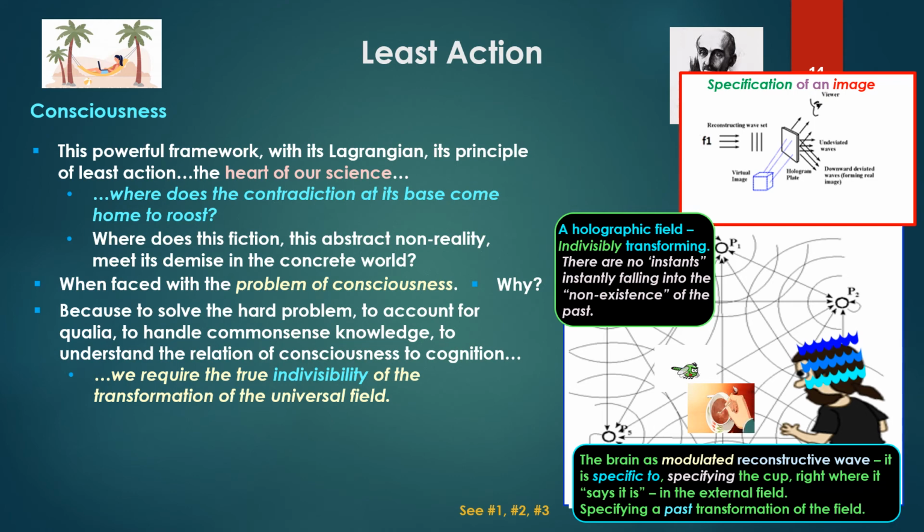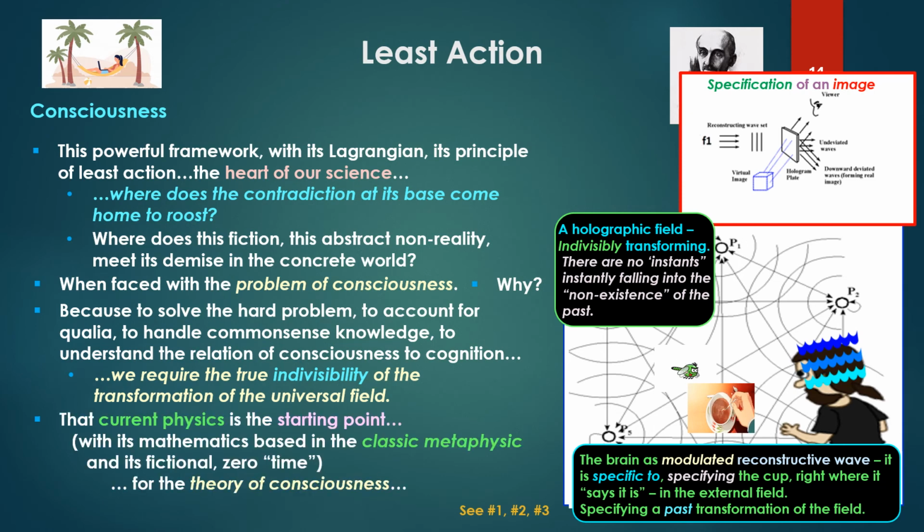That is the indivisibility of the motion of the field, where there are no instants falling into the past, into the non-existence, quote unquote, of the past. You have to be able to specify the past transformation of the field, and that is a scale of time, e.g. the buzzing fly. That current physics is the starting point, and this is the ubiquitous view, with its mathematics based in the classic metaphysic and its fictional zero time, as the start for the theory of consciousness, is not possible.